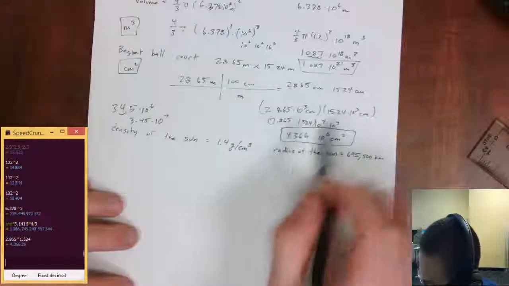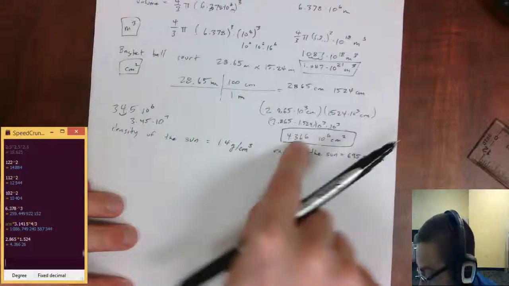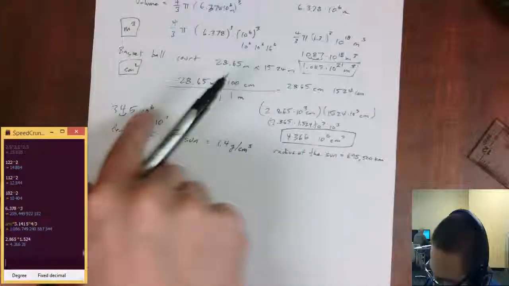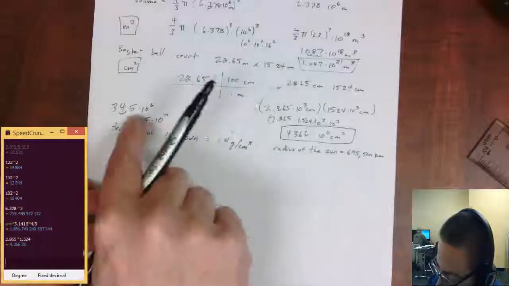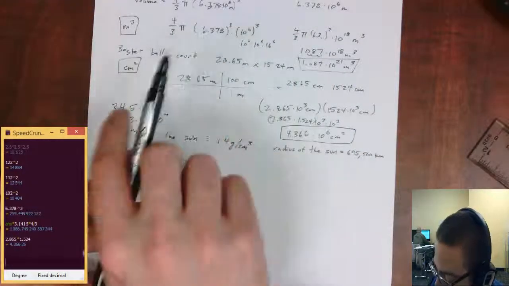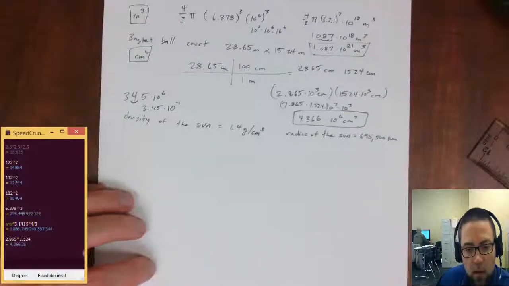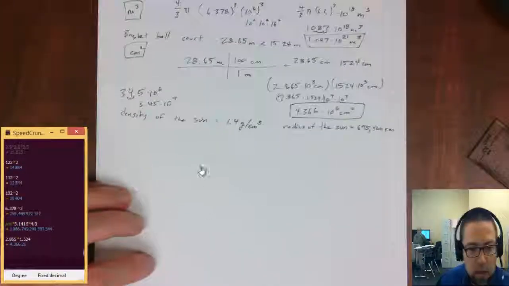So sometimes you have to do that when you multiply it out and it doesn't come out in scientific notation. This one did. But if it doesn't, you have to correct for that. So 35 times 10 to the 6th is the same as 3.5 times 10 to the 7th. Okay, last problem. How about we do that?